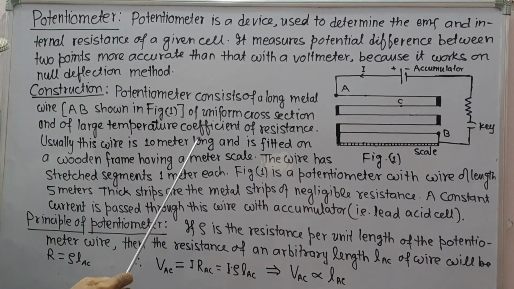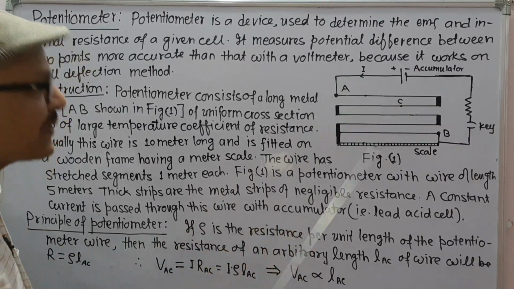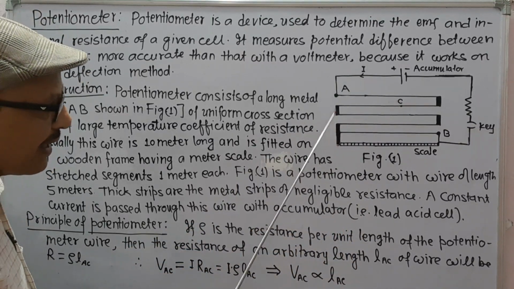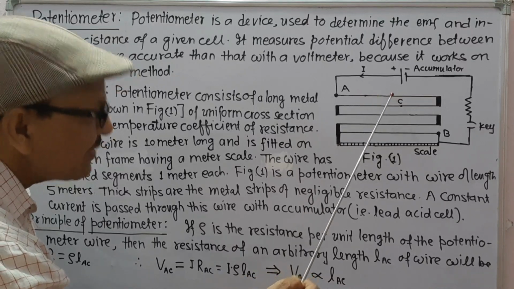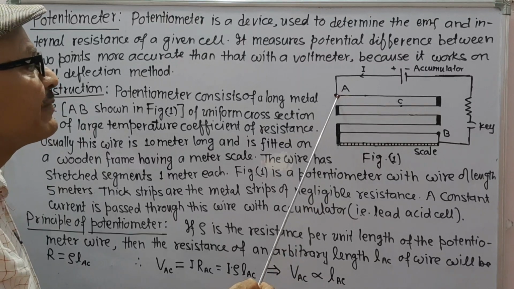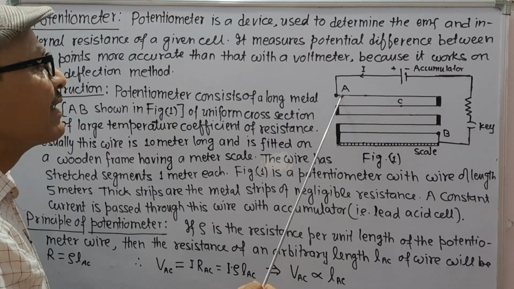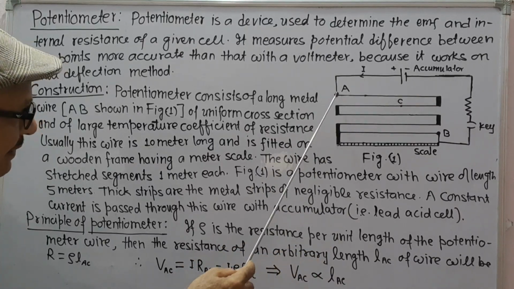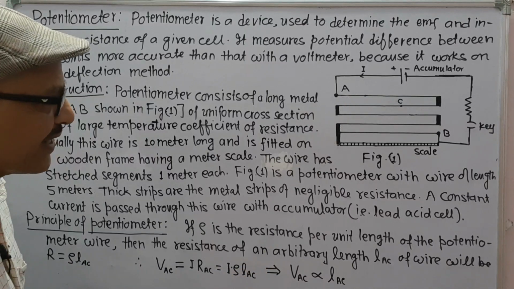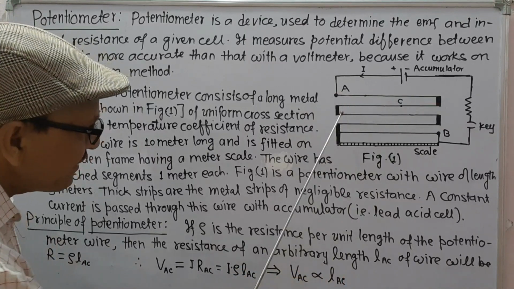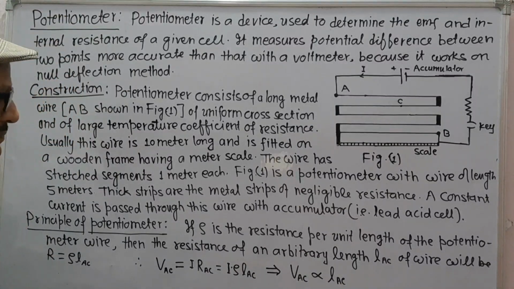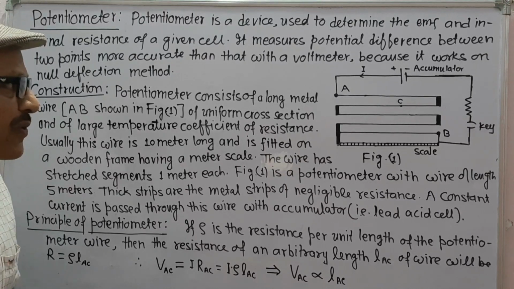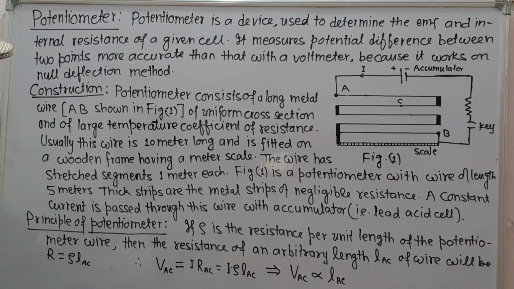Next we take construction. Figure 1 represents a potentiometer having a 5 meter long wire connected between points A and B. A potentiometer consists of a long metal wire A to B, shown in figure, of uniform cross-section area and with large value of temperature coefficient of resistance.